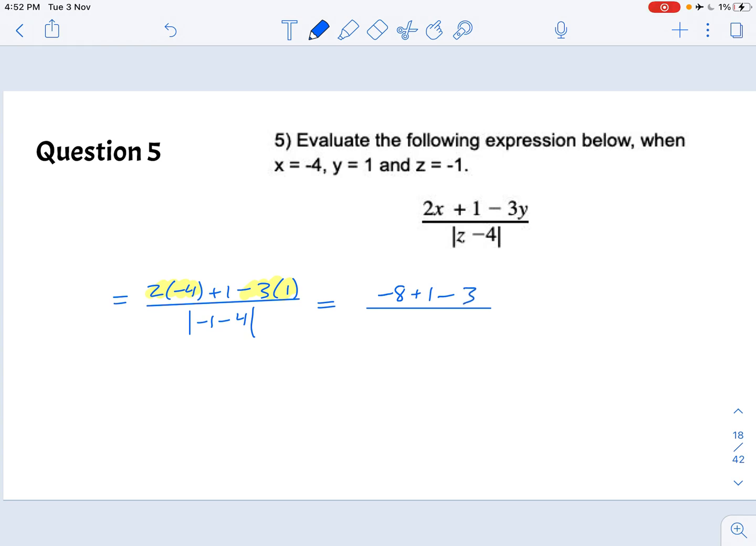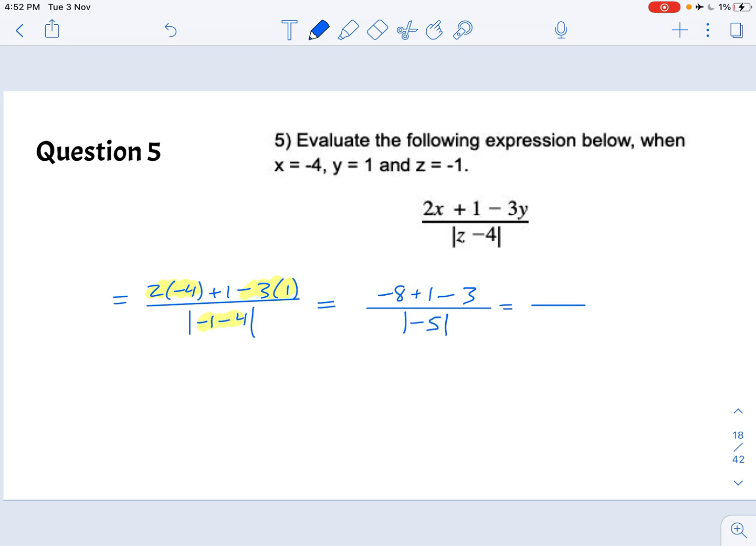In the bottom, remember absolute values behave the same way as parentheses. So I'm just going to do what's inside of those absolute values. And negative 1 minus 4 is negative 5. And I still have the absolute values around them.